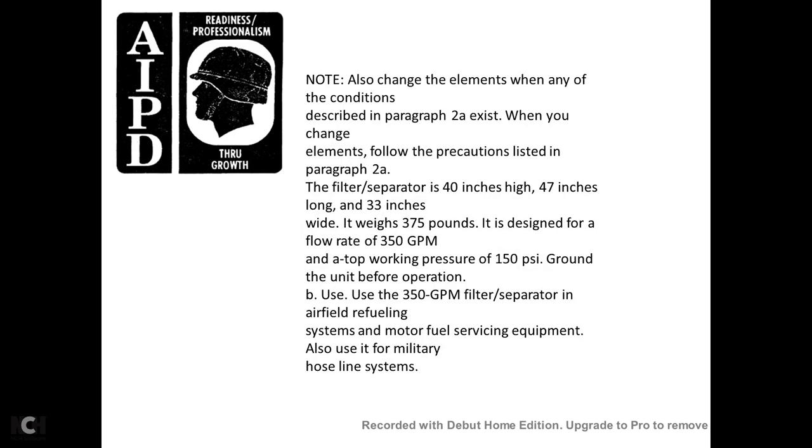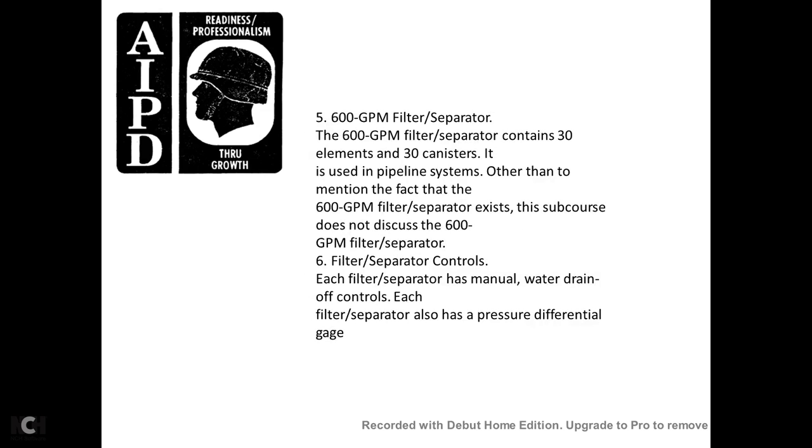The filter separator is 40 inches high, 47 inches long, and 33 inches wide. It weighs 370 pounds. It is designed for a flow rate of 350 gallons per minute. The top working pressure is 150 psi. Ground the unit before operation. Use the 350 gallon per minute filter separator in the airfield refueling system. Motor fueling for this equipment is also used for the military hose line systems.